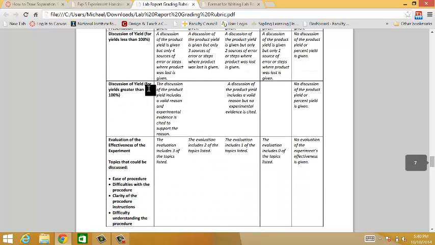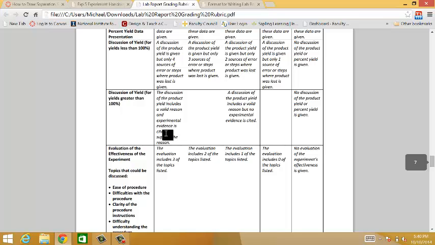Then if the yield is greater than 100%, then you need to include a reason. And by valid reason, we're kind of giving you the benefit of the doubt here. If you make up something where there's absolutely no way that is a reason, then you'll be moved to this category. But if it's a valid reason, you have to support that by experimental evidence, if there's experimental evidence to support it. If you don't have the evidence to support it, because you just don't have that kind of evidence, that's perfectly fine.